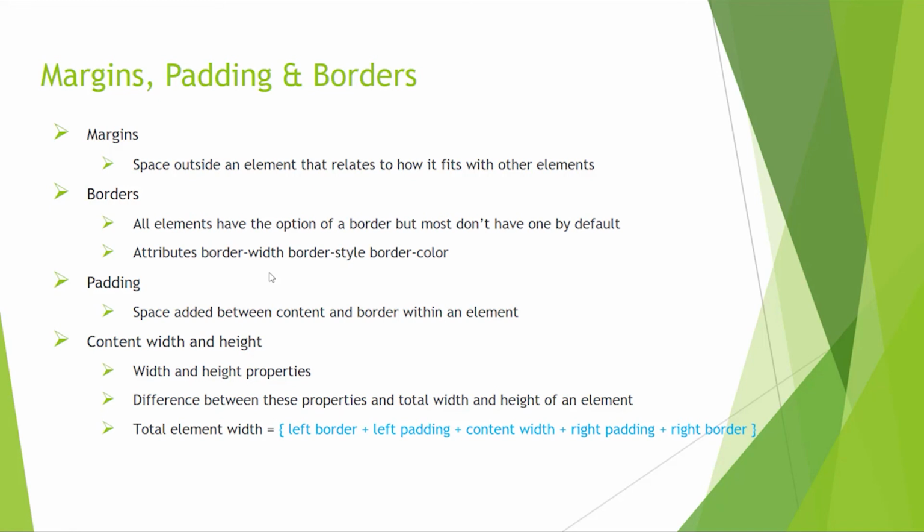Finally, I want to talk about the content width and height. When we are setting the width and height for things, we can set them for specific pixels or percentage of the screen. Be aware that when you're setting the width and height for something, that does not include the other elements that we have just talked about here. So the actual total element width is the left border plus the left padding plus the actual contents width plus the right border plus the right padding. So we have to plan all of those things out when you're figuring out how wide something is going to be. So this is something that can cause problems.